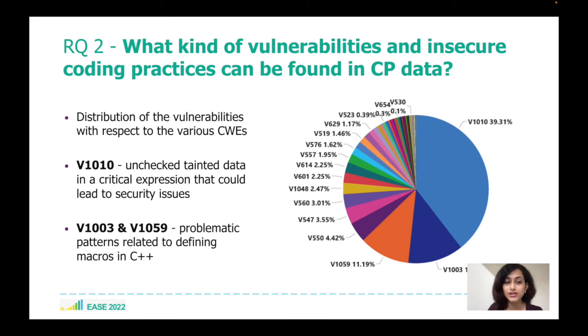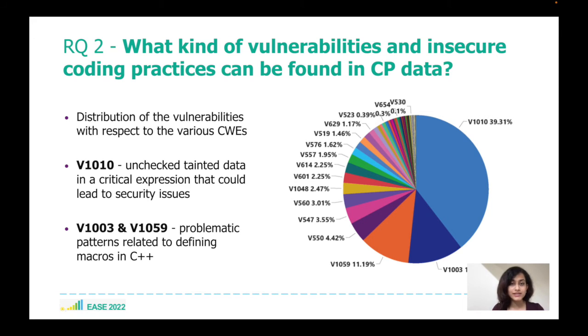The next research question we posed was, what kind of vulnerabilities and insecure coding practices can be found in CP data? To answer this question, we extracted the CWEs associated with the flagged issue IDs from the official documentation. The figure shows the distribution of the various types of vulnerabilities. The vulnerability with VID V1010 is the most frequently occurring vulnerability according to the PVS Studio results.